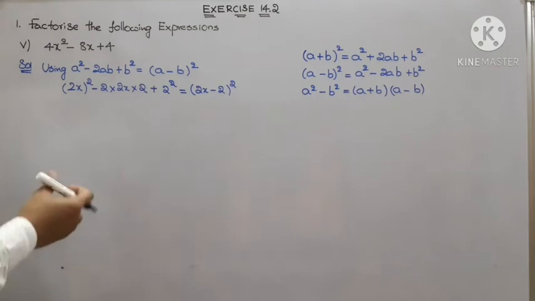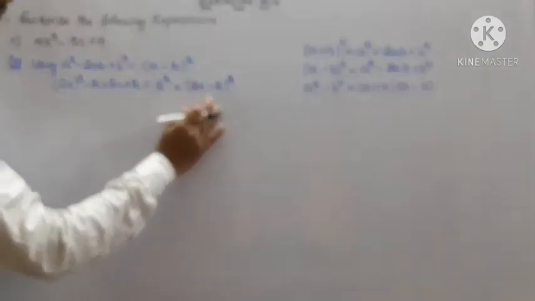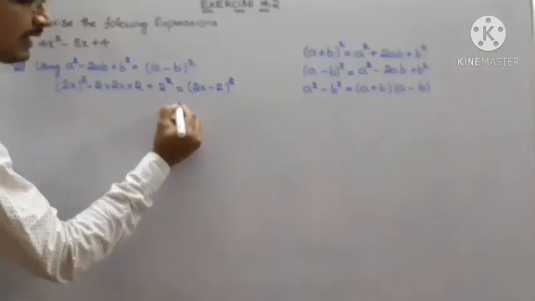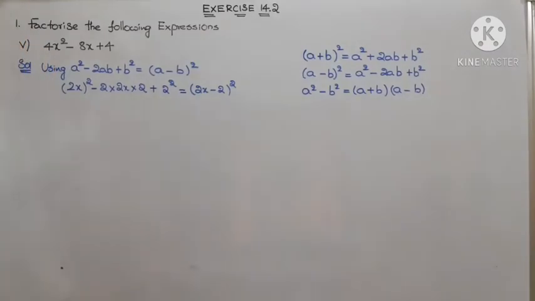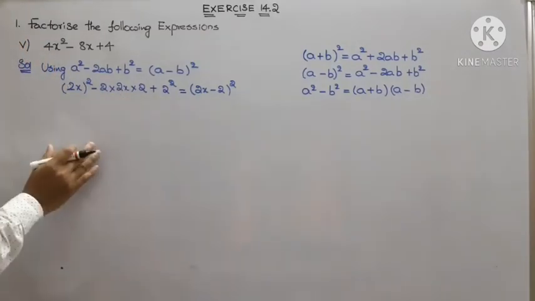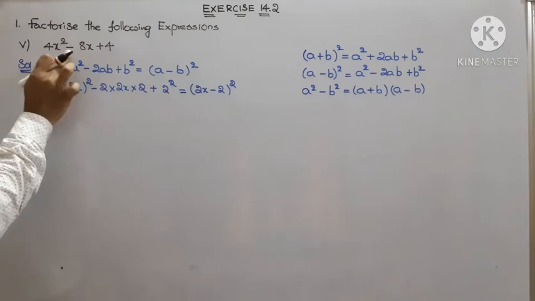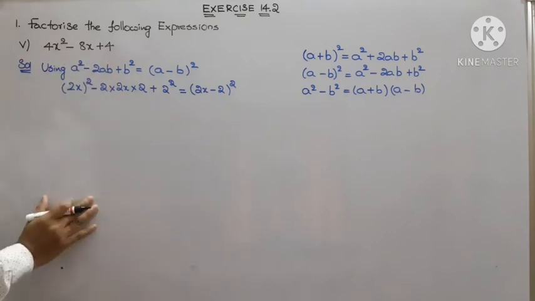Okay. Now look. In the textbook they gave a different answer. I will show you how it is. 4x square minus 8x plus 4 is there.